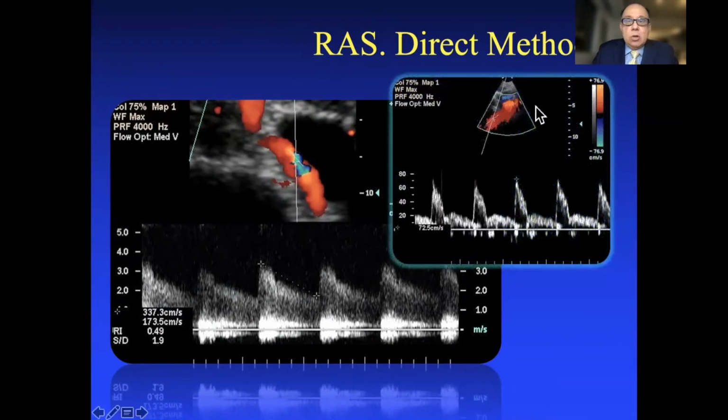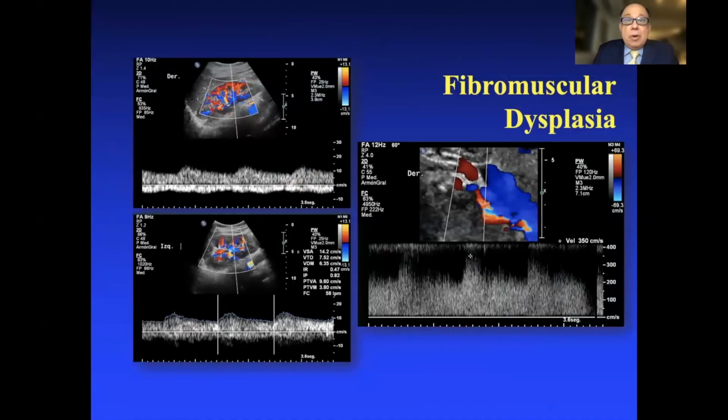Let's see the aorta spectral wave. The aorta has a 72.5 systolic peak. And then we will divide both measurements, the renal aortic ratio, and the value is 4.6, which is more than 3.5. Another example, but this case is a fibromuscular dysplasia.